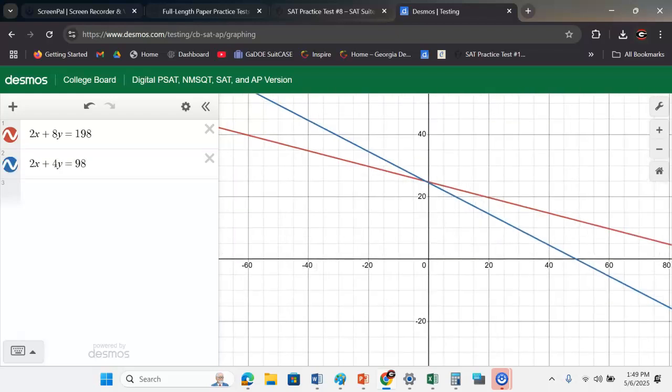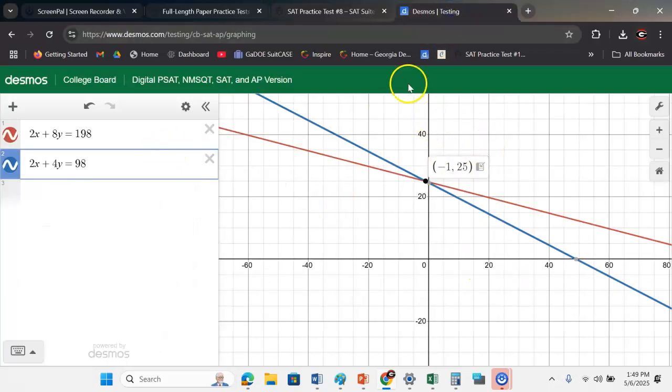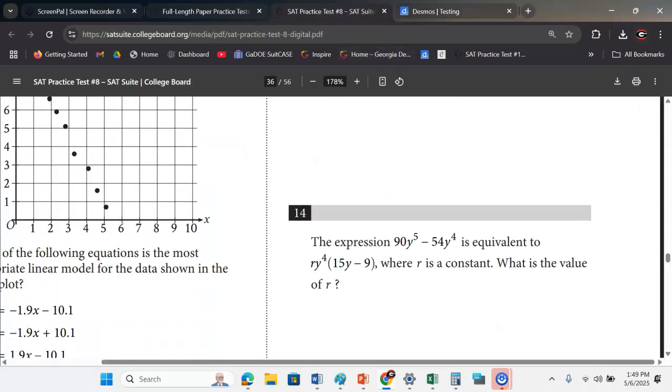Great. Okay, so I've got to find where they intersect, and they intersect right there. Negative 125. So what's it say? The solution, what is the value of B? Okay, so B would be 25. Be careful, get that y coordinate. Okay, so that's 25. So look at number 14.